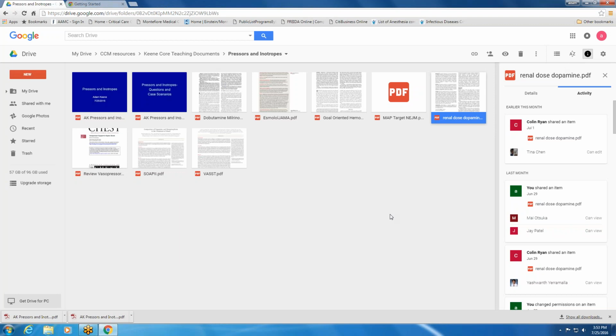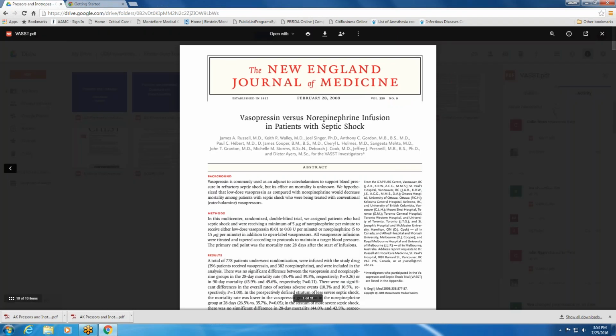What else is here? The VAST trial, which is looking at vasopressin in septic shock, really shouldn't be called vasopressin versus norepinephrine infusion. It's norepinephrine infusion versus norepinephrine and vasopressin infusion in patients with septic shock states, but it's simpler to present it as this.